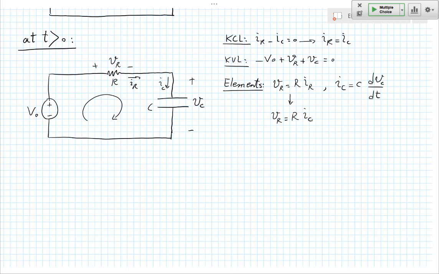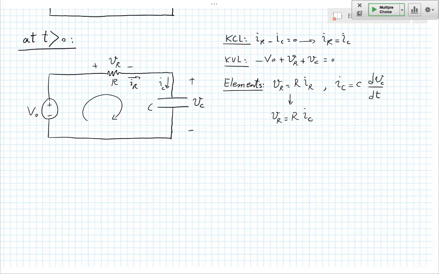This is something that comes with experience, and you do it by inspection. So let's look at the first equation. Well, the KCL, I have already implemented it: IR equals IC. The KVL, minus V naught plus VR plus VC, already has a constant, V naught. It has the variable of my interest, VC, and it has VR. Well, if only I could write VR somehow in the form of VC, then I think that's it, right?